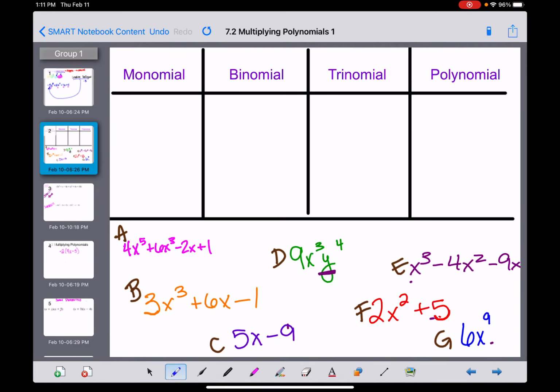Our second review is of classifying. So we classify based on how many terms there are. Monomial means 1 term. Binomial is 2. Tri is 3. And polynomial is many, or more than 3. So take a second and I want you to classify each of these polynomials.